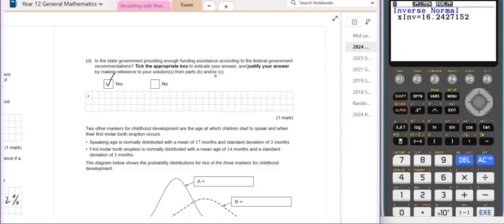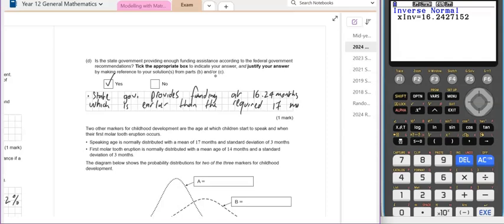And the state government provides funding at 16.24 months, which is earlier than the required 17 months from the federal government.